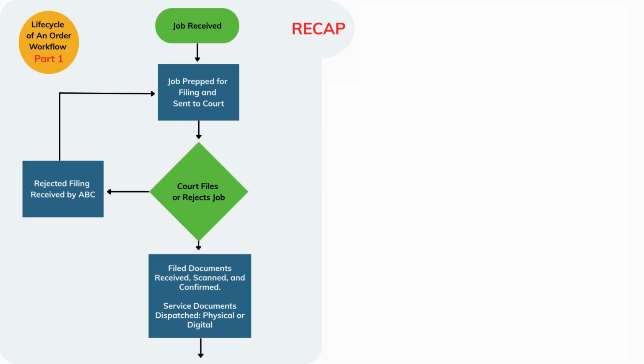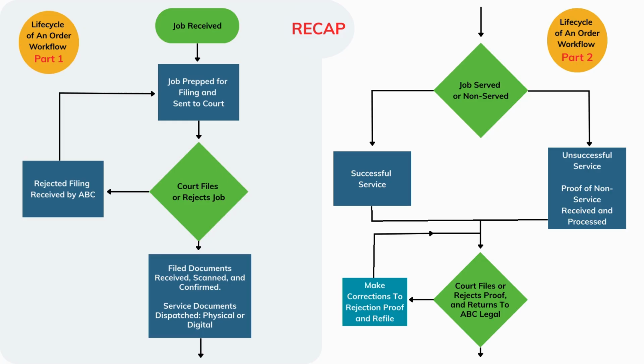That's it. We've completed an entire life cycle of an order at ABC Legal. Let's take some time to recap parts 1 and 2 of the life cycle's workflow. Remember, each green diamond represents a point in the process when a decision or condition will influence which step follows next. Part 1 goes from receiving the job to confirming and dispatching service documents physically or digitally. Part 2 goes from the job being served by the process server or the job being not served to the step where the court files the proof of service or returns the proof of service to ABC Legal. This concludes the life cycle of an order training.